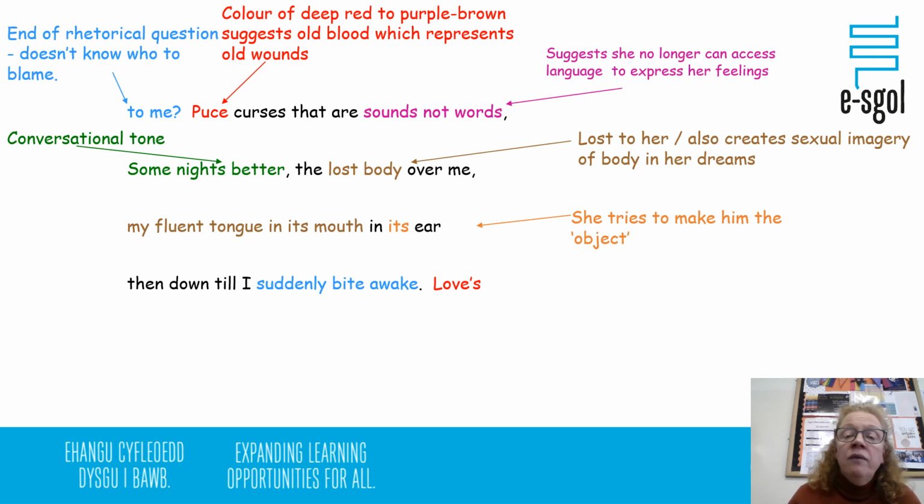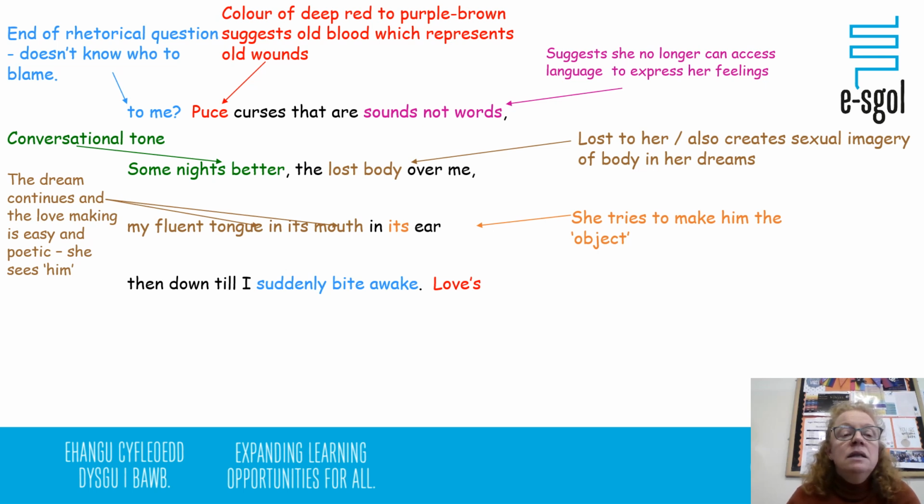You've also got then the sexual imagery with the fluent tongue in its mouth. However, she doesn't say he, she says it's. My fluent tongue in its mouth, in its ear. So in that way, she's trying to make him the object. She's trying to objectify the male character here by not referring to him as he.